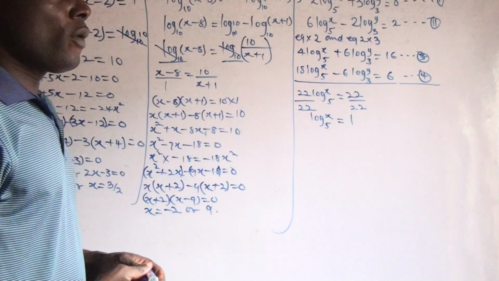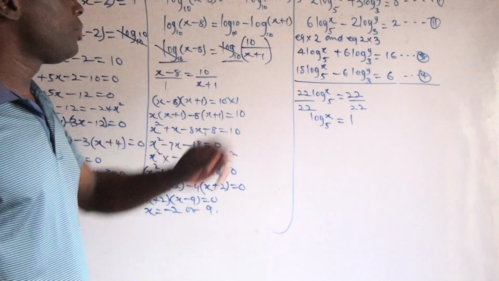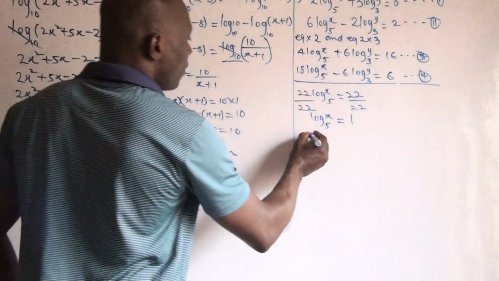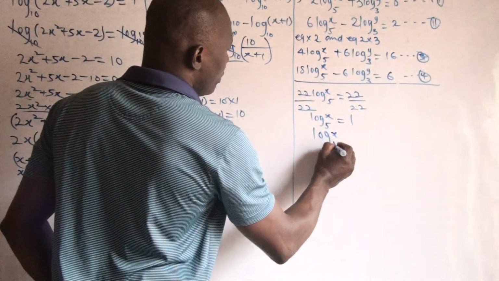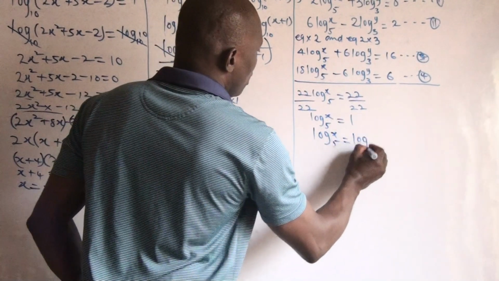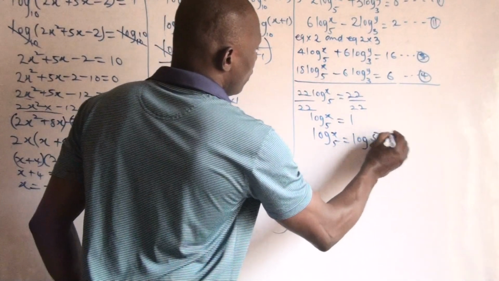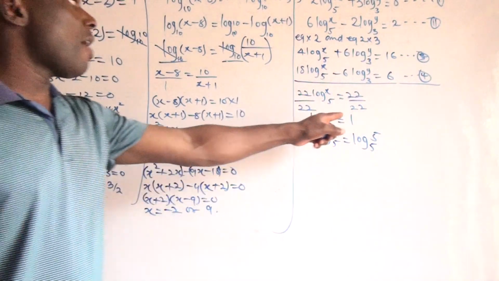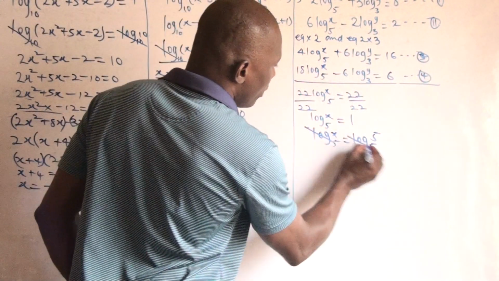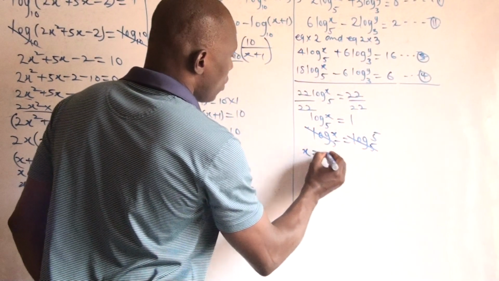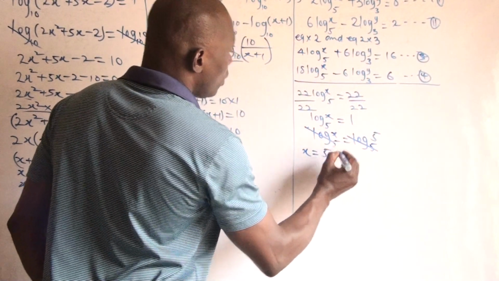Here we're looking for just x. So we can also write this as log x base 5 is equal to log 5 base 5. So log 5 base 5 is the same thing as 1. So for us to obtain our x, we divide both sides by log 5. So our x is equal to 5.